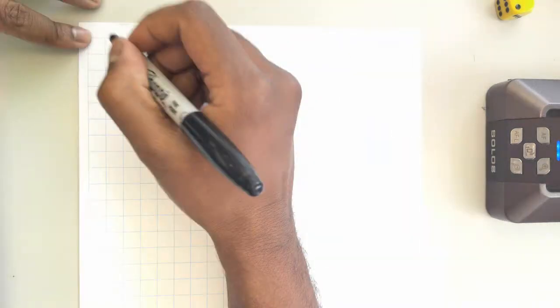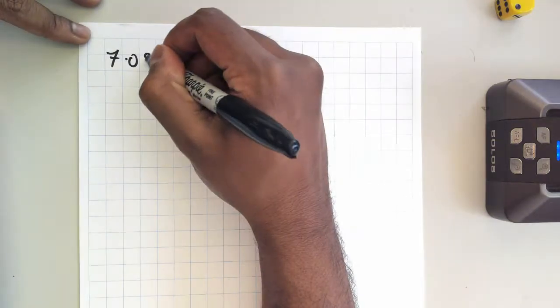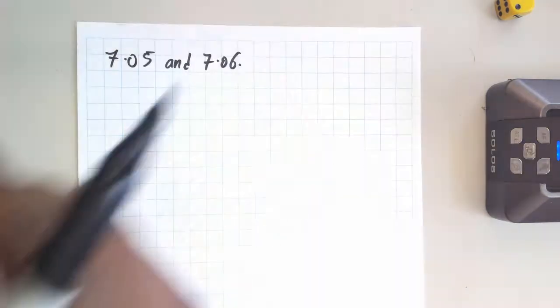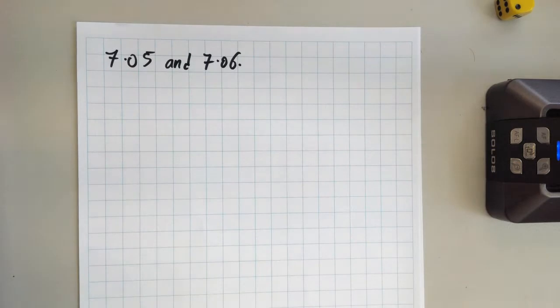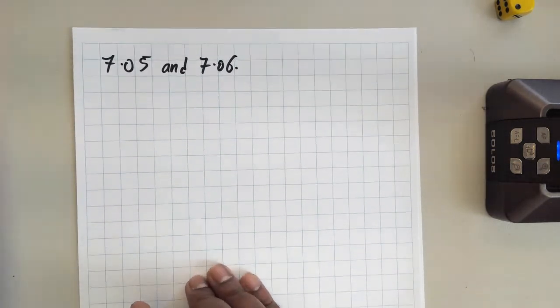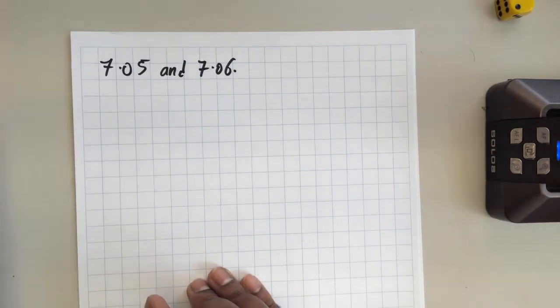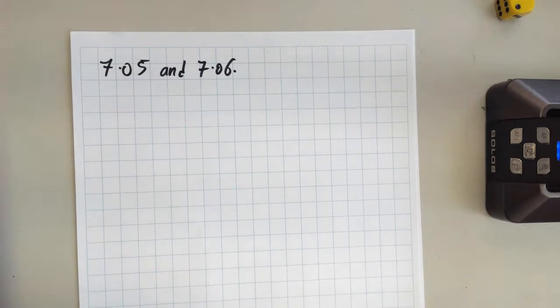Alright, so we're going to do 7.05 and 7.06. Okay? Now 7.05 uses volume, but it just transfers it over to real life questions. So we'll just do question 1 together. Okay?